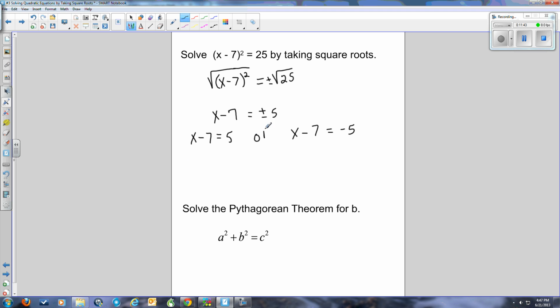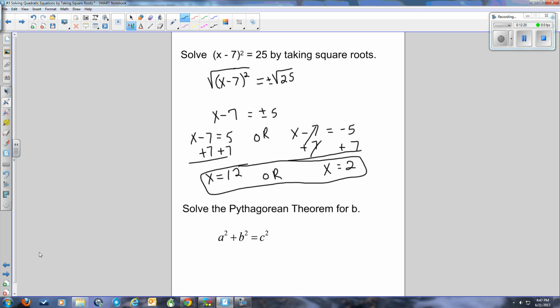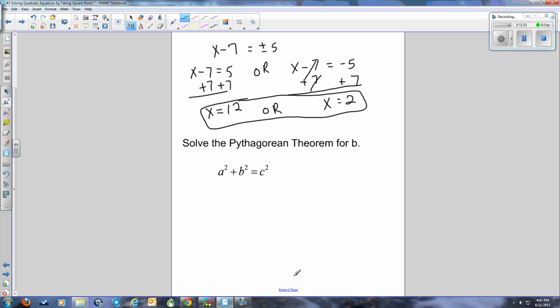Okay, so basically you've just got two equations to solve. So the first one, we just add 7 to each side, so we have x equals 12. The other one, we still add 7 to each side. And when we do that, the 7's cancel and we get x equals 2. So we end up with two answers here. So either x is going to be 12 or x will be 2. And that's fine for us to be having two answers here.